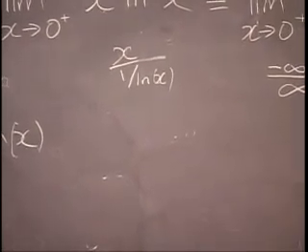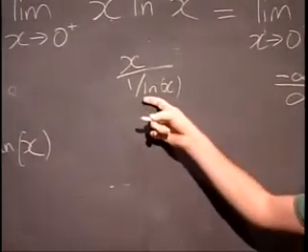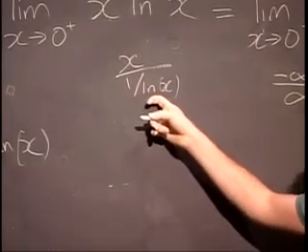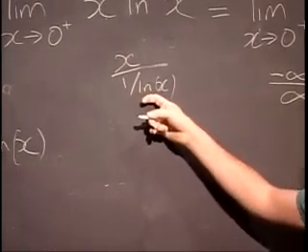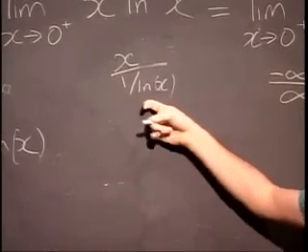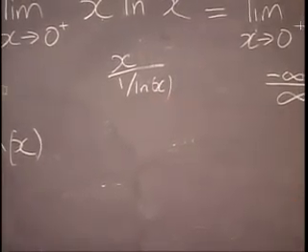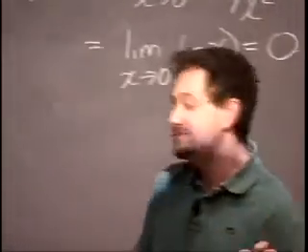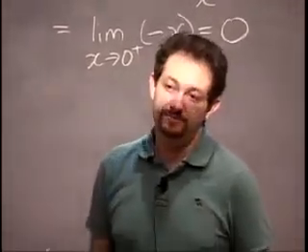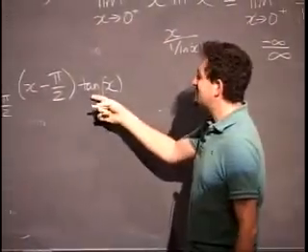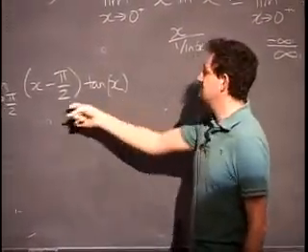So the problem is that 1 over log x is not a very nice thing to differentiate. You have to use the quotient rule. Chain rule will work. Whereas 1 over x is a nice thing to differentiate. Avoid putting logs on the bottom. If that's one of your terms, try the other term. On the other hand, here, actually tan is a nice thing to put on the bottom.